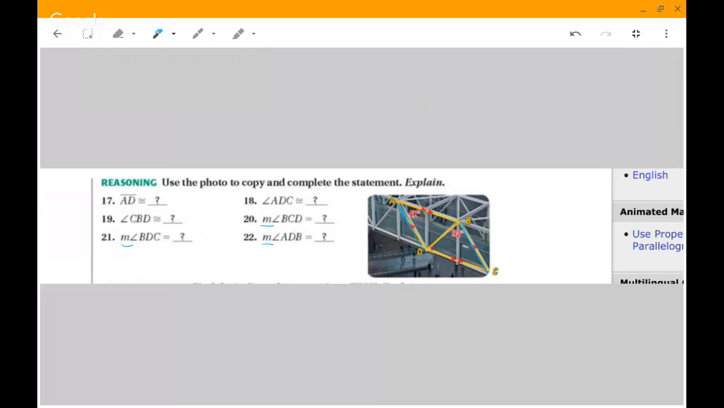Does that make sense? Yes, ma'am. So those two are congruent. You got it. Good job.